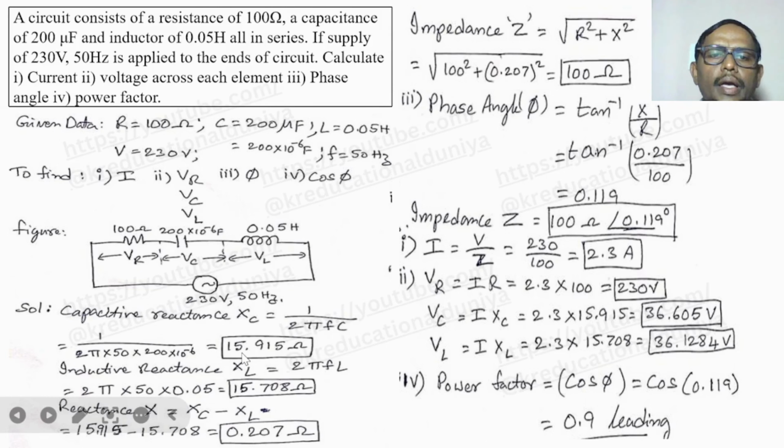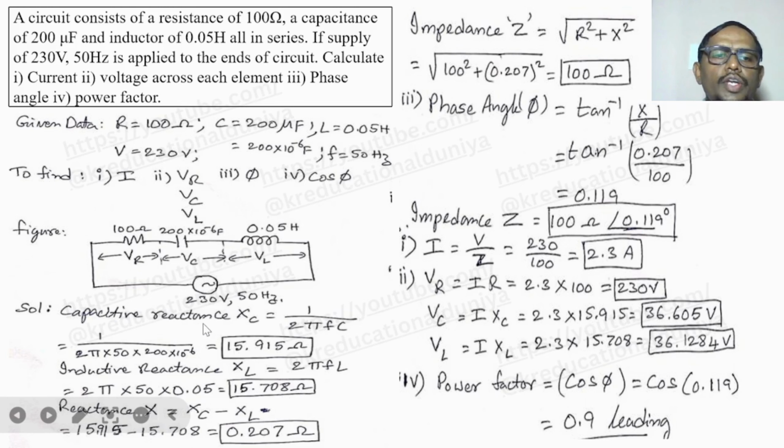So 1 by 2 pi into F value 50 and C value 200 into 10 power minus 6. So XC equals 15.915 ohms. Next, inductive reactance XL equal to 2 pi FL. The units are ohms. So 2 pi into 50 into 0.05, that is 15.708 ohms. Now everything you got in terms of ohms. Now you can find out the values.